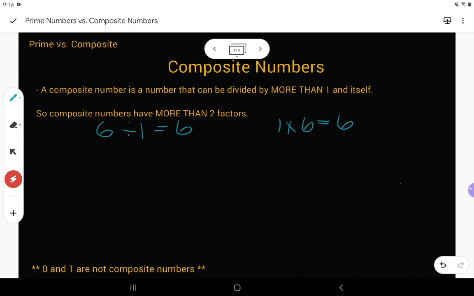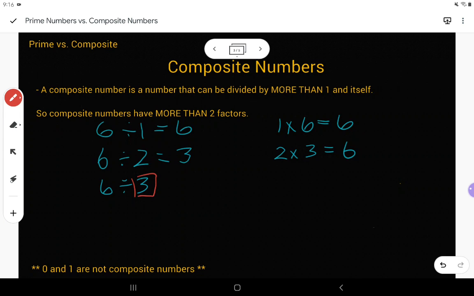Let's see if there's something more than just those numbers. All right, let's go now 6 divided by, the next number would be 2. Well, 6 divided by 2 splits nicely into 3. So that means 2 and 3 are also factors of 6. And when I look at my next one, 6 divided by 3, oh wait, I know it's going to be 2 because we've already got 3. Since we've hit the same number again, we can stop.